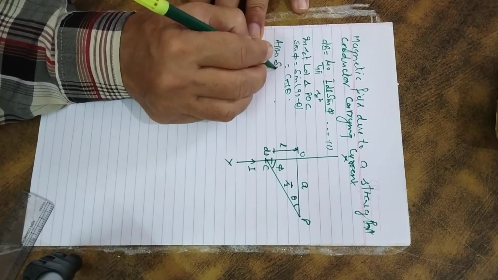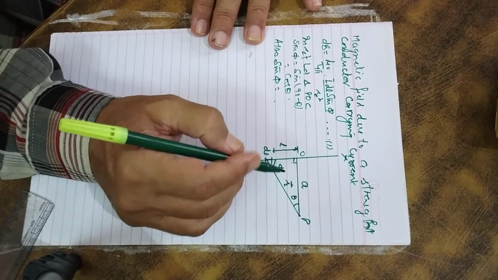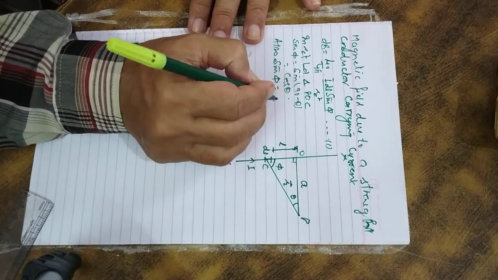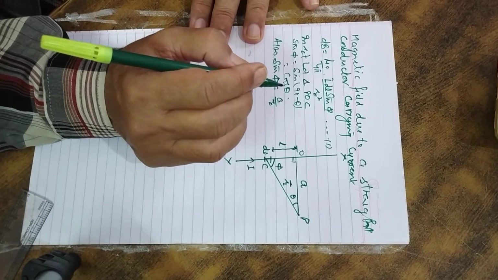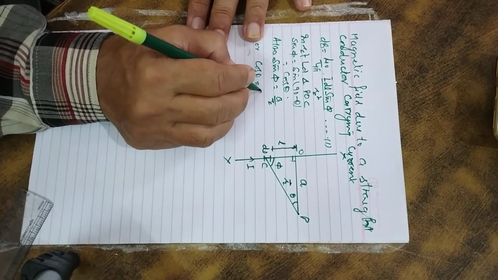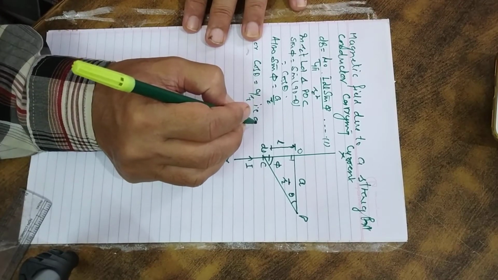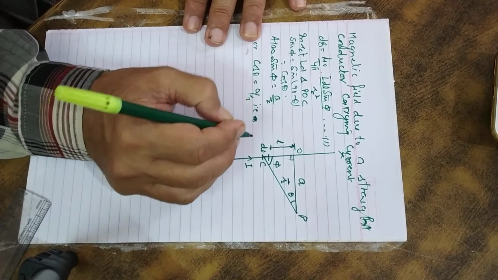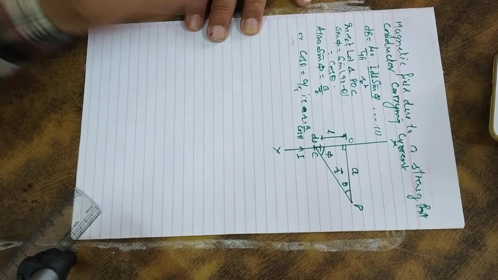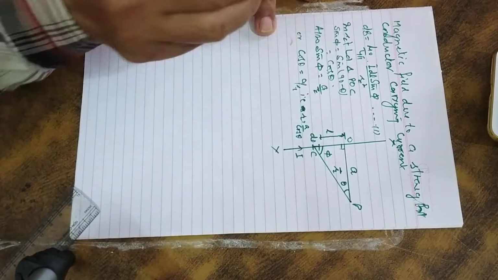Also from this triangle, sin phi is perpendicular upon hypotenuse, that is A upon R. And sin phi is cos theta, so cos theta is equal to A upon R. So that R is equal to A upon cos theta.